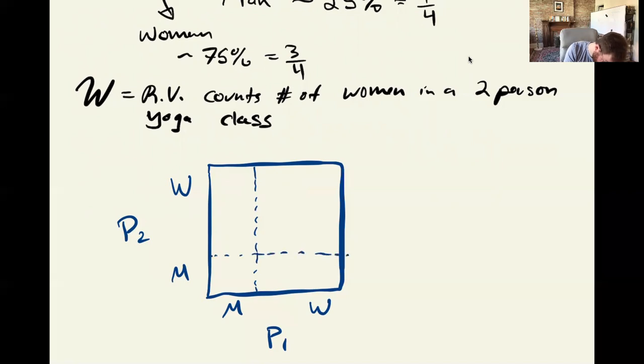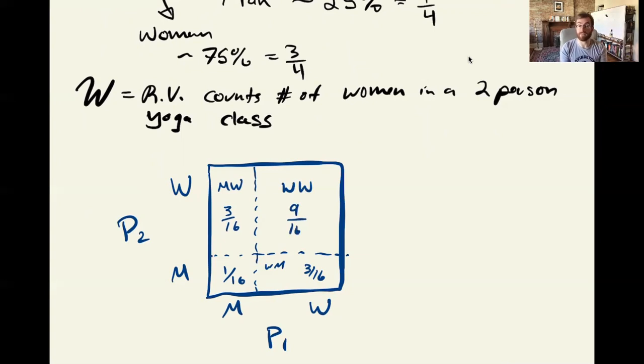So the probability of no women ends up being a 16th. And the probability that the first person's a man and the second person's a woman, so this is man, woman, well, it's going to be 3/16. And then similarly over here, underneath the woman, man, 3/16. And the probability of 2 women is 3/4 times 3/4, which is 9/16, which is over a half.